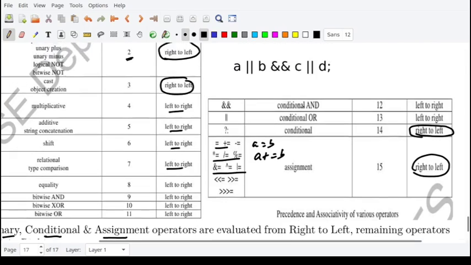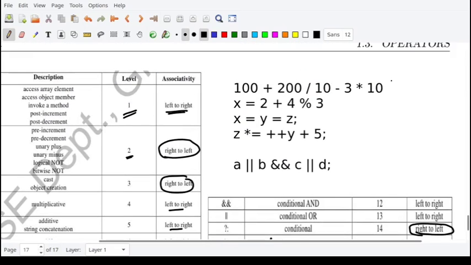So in order to understand this more clearly, I will explain it with the help of examples. So consider this particular expression, 100 plus 200 divided by 10 minus 3 star 10. Okay, here there are no brackets. So how will we evaluate this? Shall we evaluate 100 plus 200 first? Then divide it by 10, then subtract 3 from that, then multiply it by 10? So how shall we do this? That is the question.